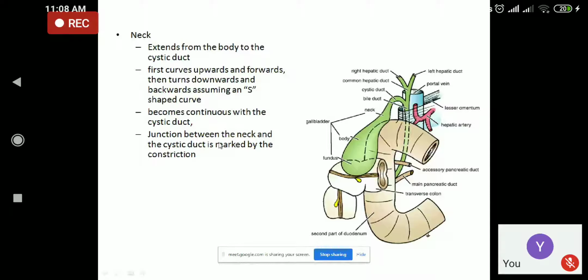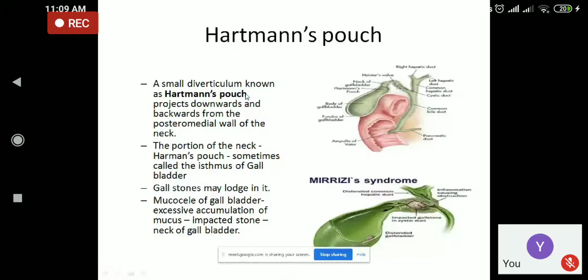At the junction of the neck and cystic duct, there is a marked constriction. In this constriction, called the isthmus, or in the neck, there is one pouch called Hartmann's pouch. This Hartmann's pouch is present in 75% of the population, not in everyone. Look at it, this is a small diverticulum. It is known as Hartmann's pouch, and it projects downward and backward from the posteromedial wall of the neck. This is again an MCQ question.